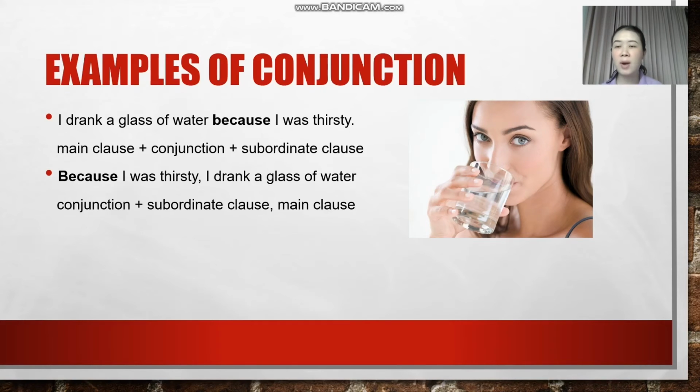Here, "I drank a glass of water because I was thirsty." We have two clauses. The first one, I drank a glass of water, is the main clause, and I was thirsty is the subordinate clause. We use the word because to join these two clauses together. Or another way, we can say, "Because I was thirsty, I drank a glass of water." So that is conjunction, then subordinate clause, comma, main clause. So we have a different formula when using the conjunction compared to conjunctive adverbs.